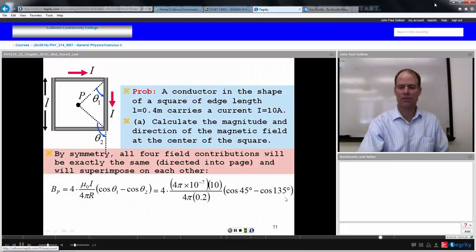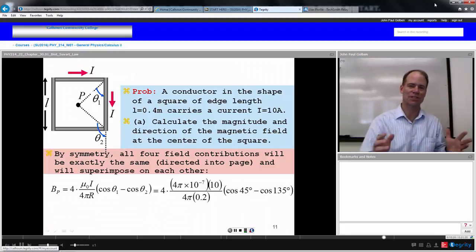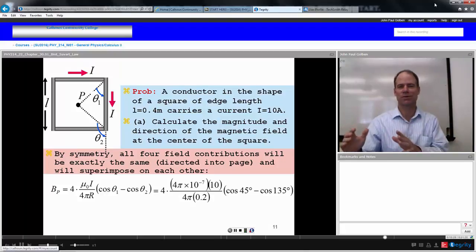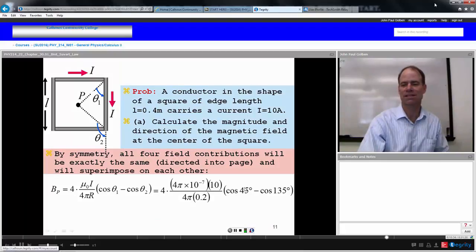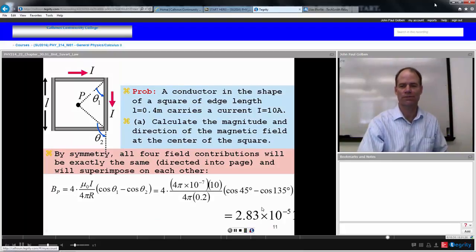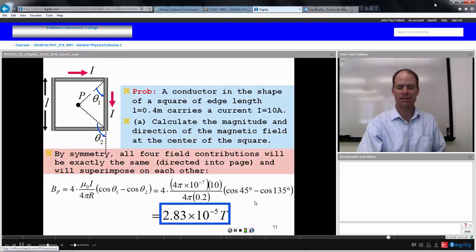We have cosine 45 degrees minus cosine 135 degrees, which is going to be the square root of 2 over 2 minus a negative square root of 2 over 2, which is going to be the square root of 2 over 2 plus the square root of 2 over 2, which would be the square root of 2. So everything in the parentheses is going to be 1.414. And this will give us 2.83 times 10 to the minus 5 Tesla. So that is the magnetic field at the center of this loop. Its direction will be into the page, away from you.